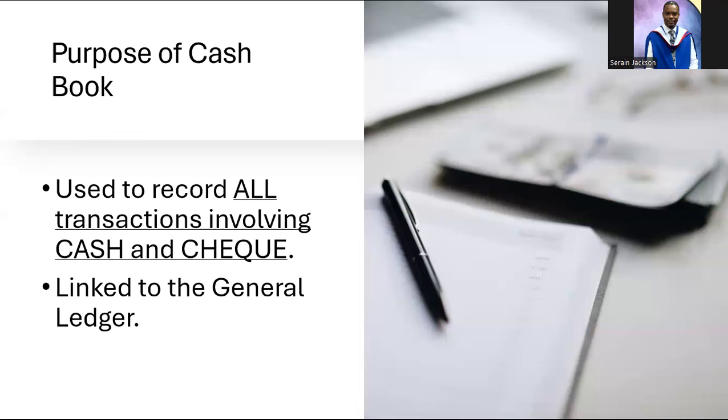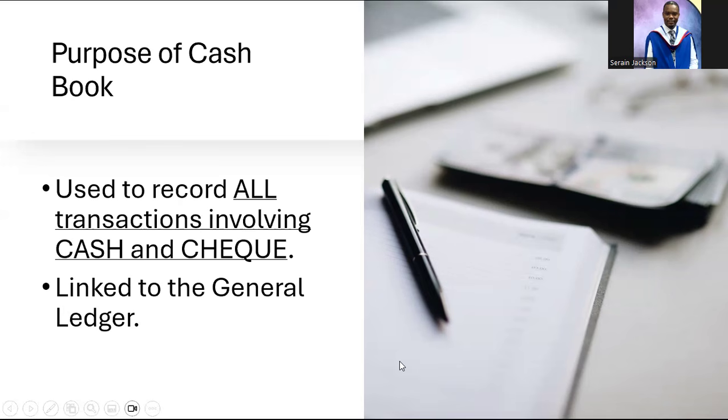Now let's look at what the cash book is. The cash book is really a book of original entry. It's one of the books of original entry. It is used to record all transactions involving cash and check. That's all you need to remember. Any transaction that involves cash or check, then this is the book for you. This is the book that you use. You don't use any other book. Once the transaction involves cash or check, then the cash book is what you are going to use.